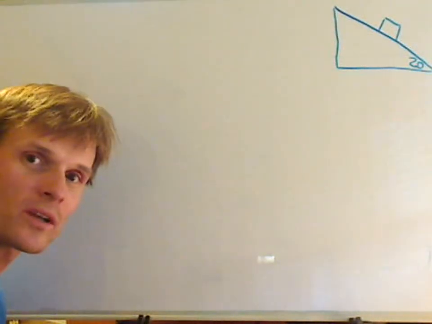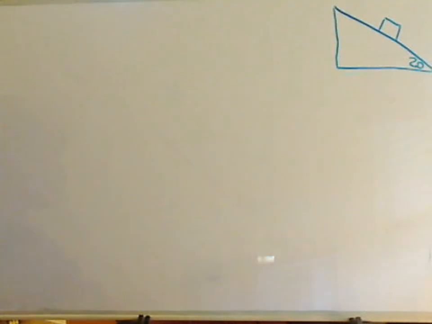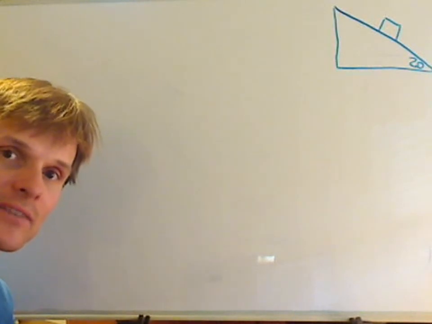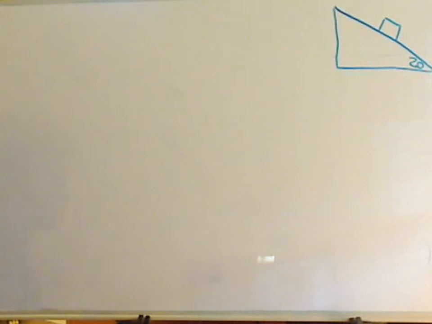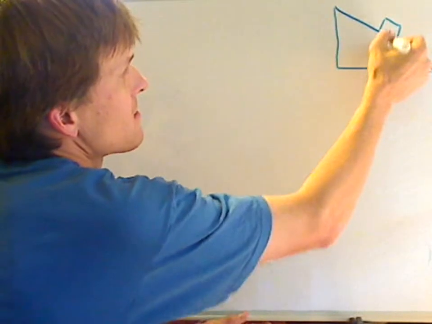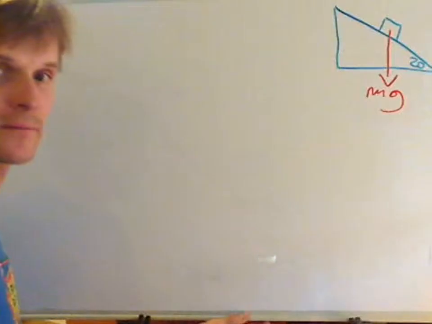Okay, so let's go ahead and work this inclined plane with friction situation. This is actually the very same situation we did in a previous lecture, but now we have friction in there. So let's go ahead and identify our forces. That's always our first step. And we always have weight, mg, pulling downward.